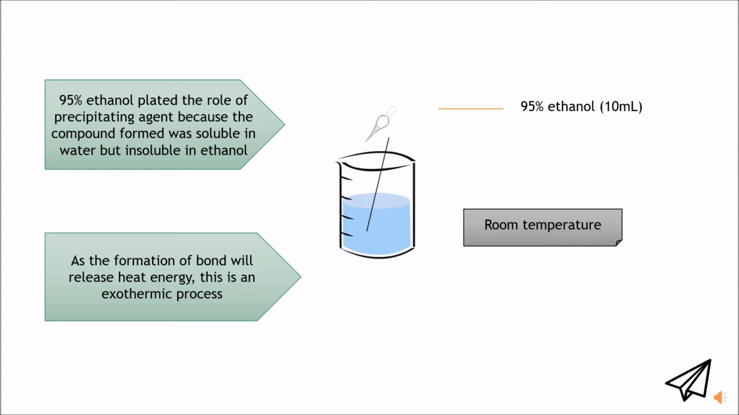95% ethanol was added dropwise into the solution while stirring continuously. To induce the growing of the crystal, the solution is left to cool to room temperature. 95% ethanol played the role of precipitating agent because the compound formed was soluble in water but insoluble in ethanol. As the formation of bonds will release heat energy, this is an exothermic process.